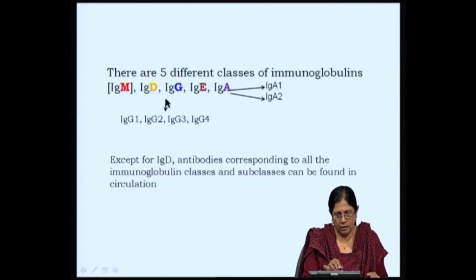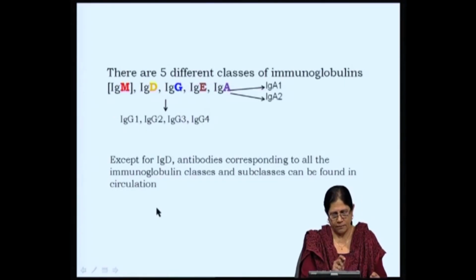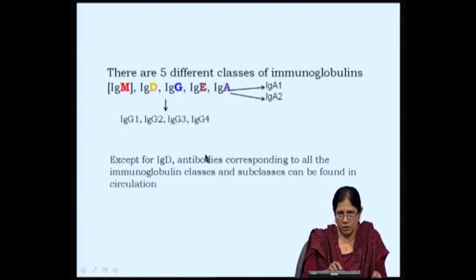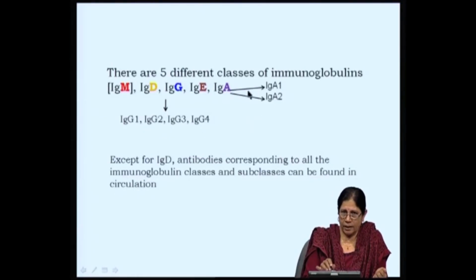The IgG has been divided into 4 different subclasses. Now, in my next lecture, I will be telling you all the structure and function of immunoglobulins, and you will have the opportunity to see how these 4 IgGs differ from each other. IgA on the other hand is IgA1 and IgA2. Now, these 2 subclasses are based on the fact that one exists as a monomer and the second one exists as a dimer. That again will be dealt with in the next class.